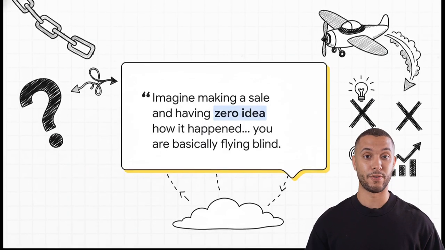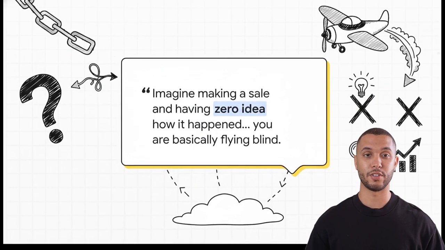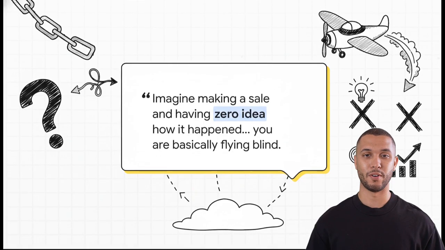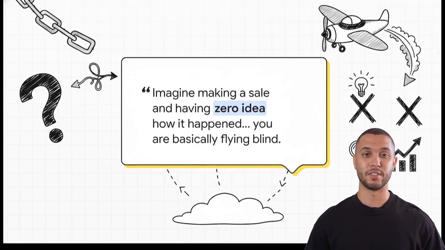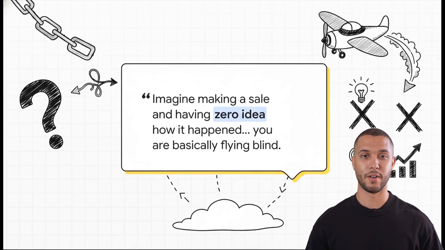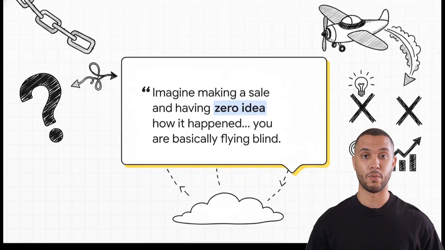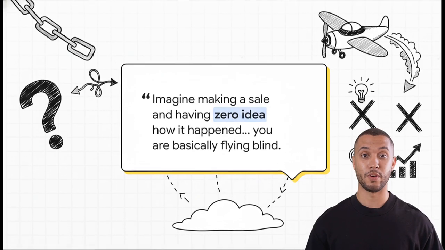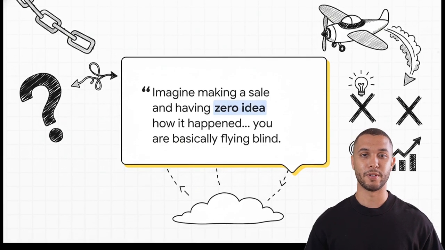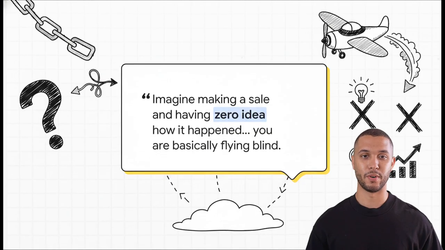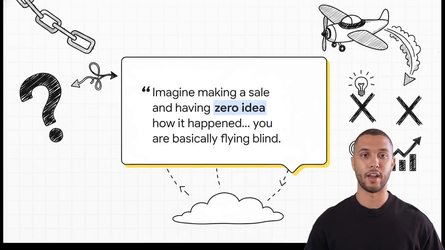And that brings us to that first point. I mean, just imagine making a sale and having absolutely zero idea how it happened. That's what it's like when you don't use trackable links. These are simple things that tell you exactly where a click came from. Without them, you cannot improve, you cannot optimize, and you can't double down on what's working. You are quite literally flying blind.